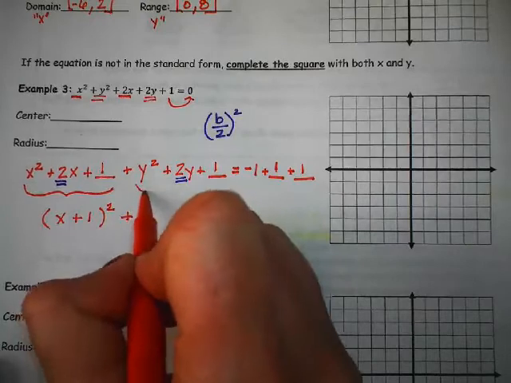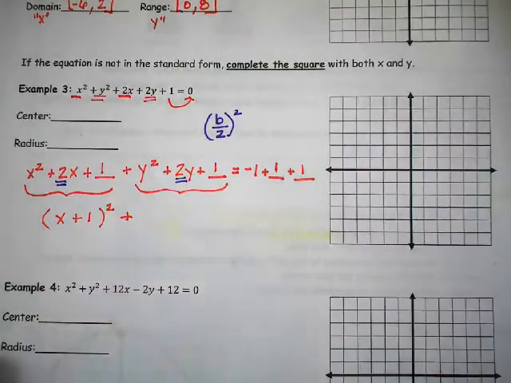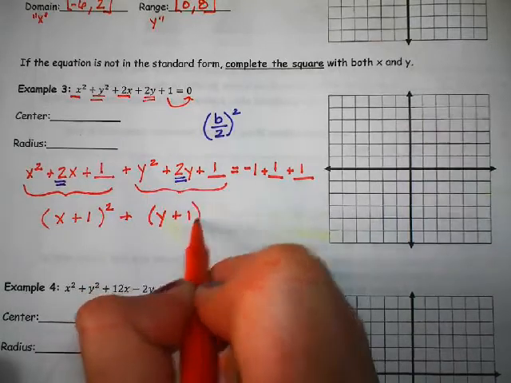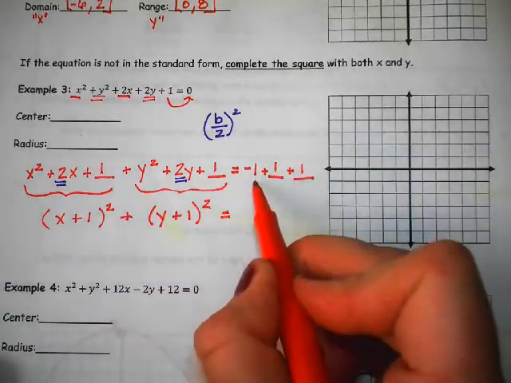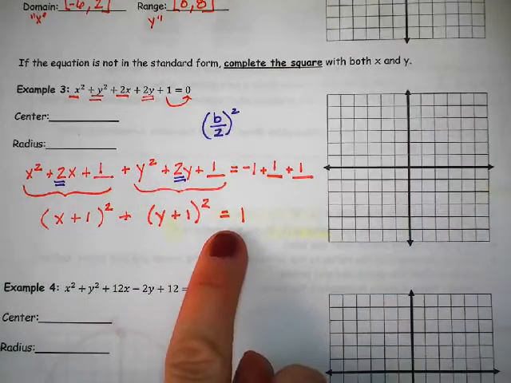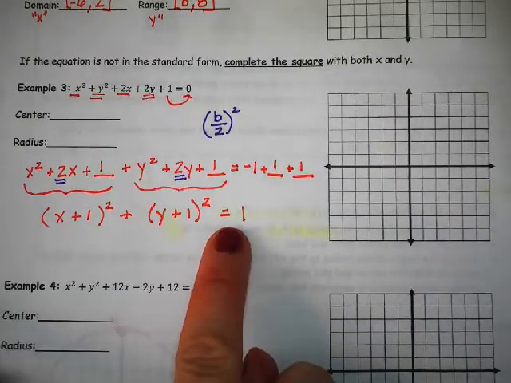Plus, don't forget we've got these. Those are also going to factor into y plus 1 squared. And over here on the right-hand side, 1 minus 1 goes away, and I just have 1. Now this looks more like the form that we were used to looking at. This is what we call standard form.